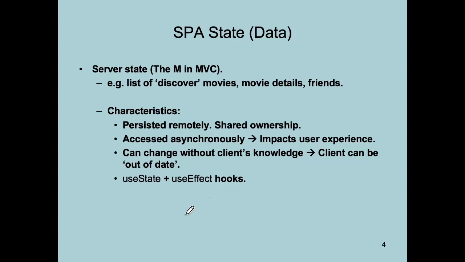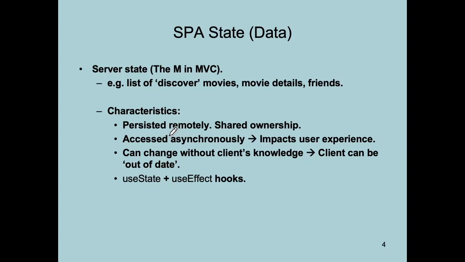So examples, again, that we would be familiar with: the list of movies that we download from TMDB would be an example of server state. The details about a particular movie, another example. The list of friends in our Friends app. They're all examples of server state data. And some of its characteristics are obviously different to the characteristics of client state data. Number one, it is persisted remotely. It has to be persisted at the back end because it is shared by multiple instances of our client.